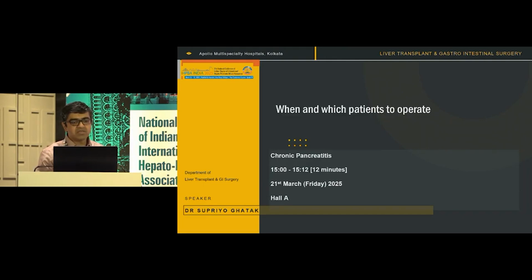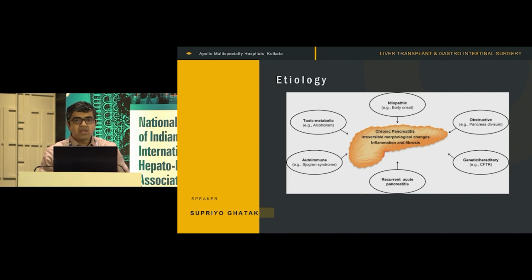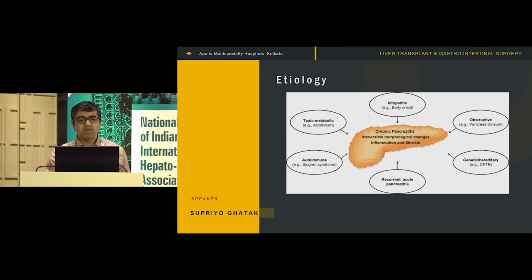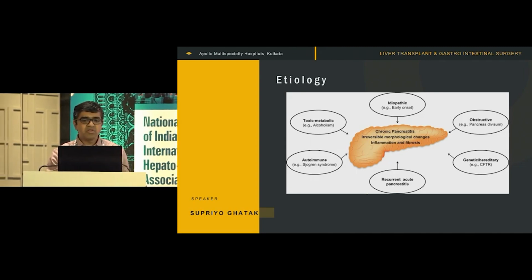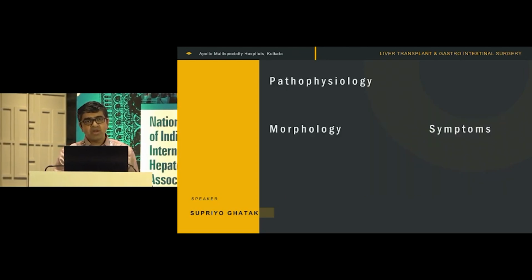So, my topic is which patients to operate on, and when, in chronic pancreatitis. We all know that there are multiple causes; the etiology is multiple, and what we need to remember is that some of the etiologies have direct bearing on treatment planning. With this in mind, we have not completely understood how the pain is generated, how chronic pancreatitis evolves, and what the effect of treatment strategies is on its natural course. These are still poorly understood.